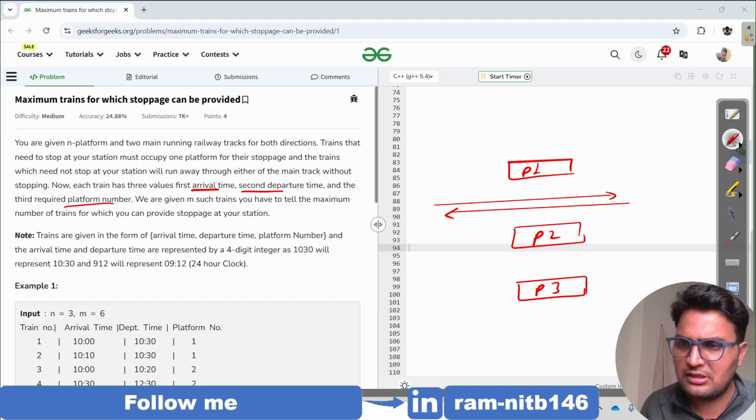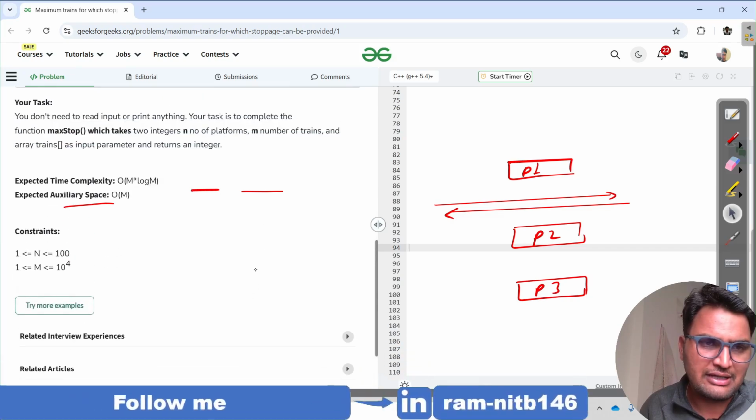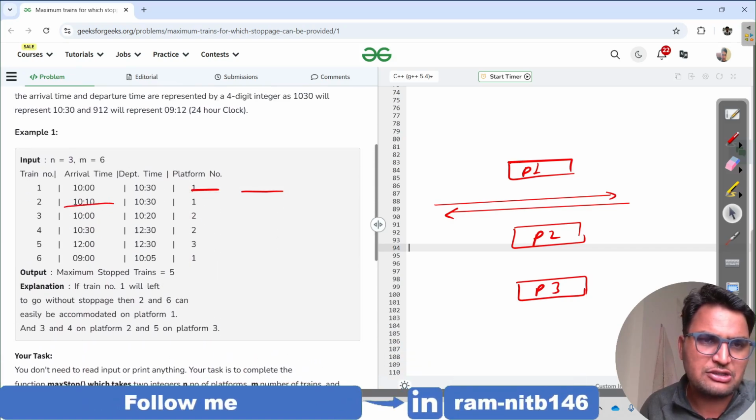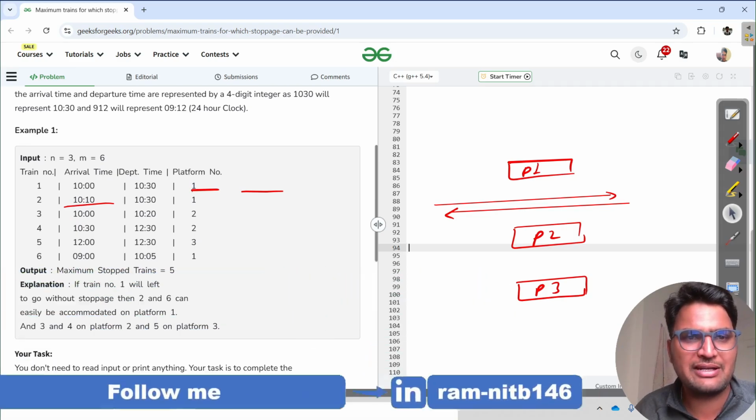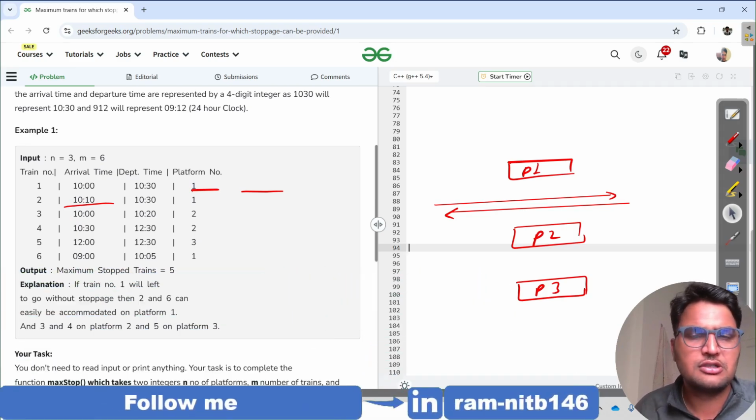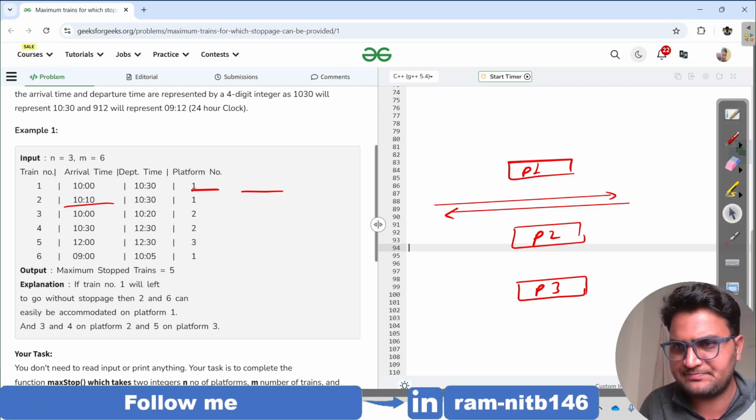Let's understand this with the example. And here you have to keep in mind, as you know, train timings go in 24 hours format, from 00 to 2400, correct. So that is what we have to keep in mind. So let's take this example and understand this one.